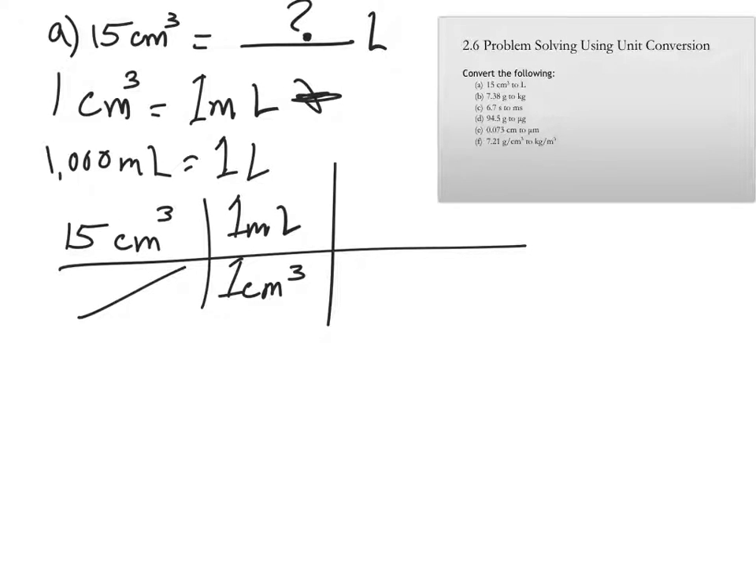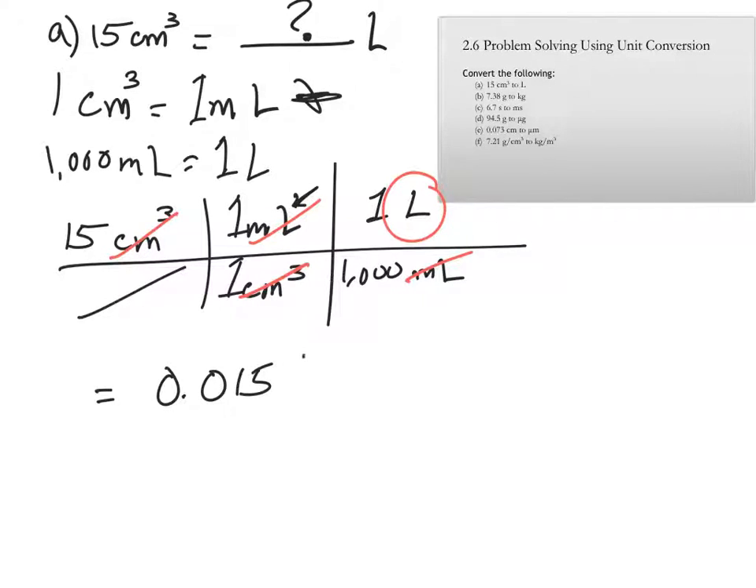Alright, so first of all, cubic centimeters cancel out. We want to get rid of milliliters, so it's on the numerator right here, making it go in the denominator right there, and we have 1 liter. Your milliliters cancel out, leaving you with just liters. After you do this calculation, you will get 0.015 liters. That is 15 milliliters, but it wants it in liters, so 0.015 liters.